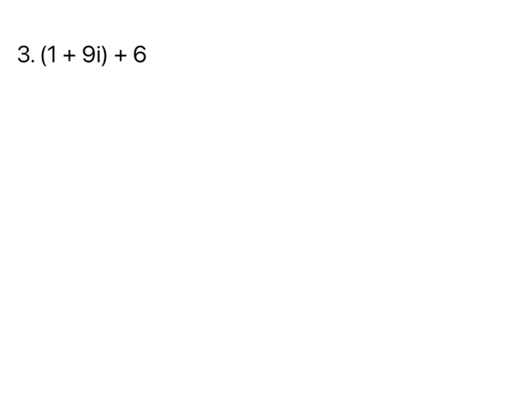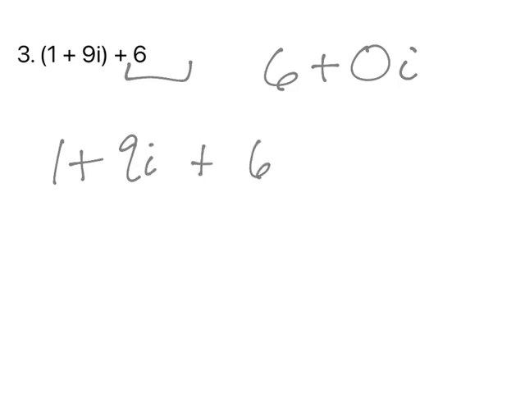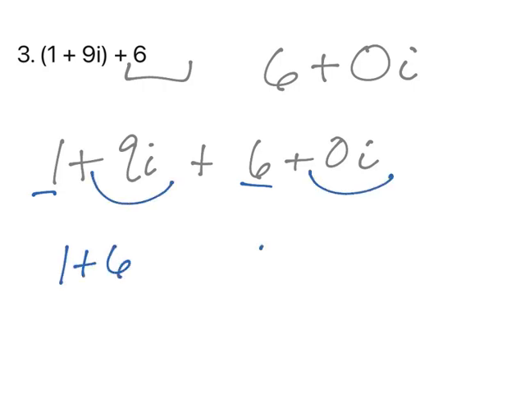And number 3, 1 plus 9i plus 6. Now in this second part, that's the same as 6 plus 0i. Our imaginary part is missing, so it's just a 0. So if I have 1 plus 9i plus 6 plus 0i, when I put my reals together, 1 plus 6, and then my imaginaries together, 9i plus 0i, I get a final answer of 7 plus 9i.